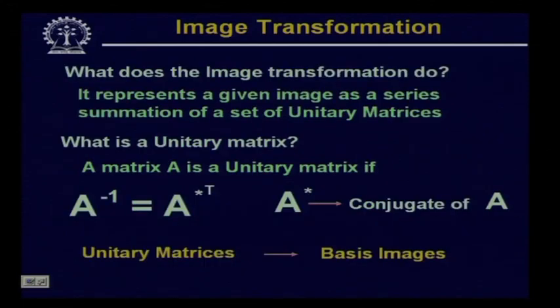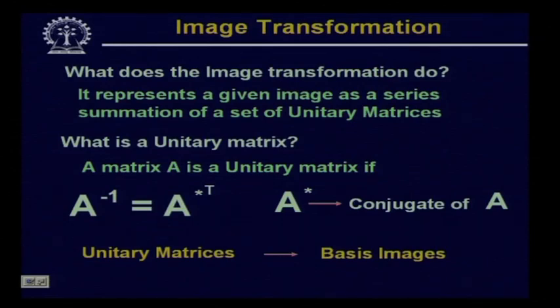Now, what is actually done by image transformation? By image transformation, we try to represent a given image as a series summation of a set of unitary matrices. Now, what is a unitary matrix? A matrix A is said to be a unitary matrix if A inverse is equal to A star transpose, where A star is the complex conjugate of A.